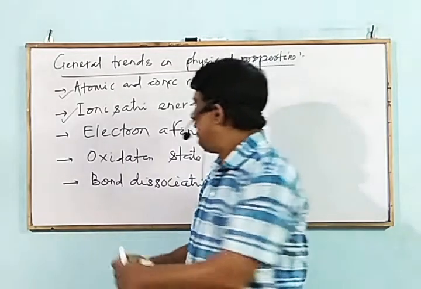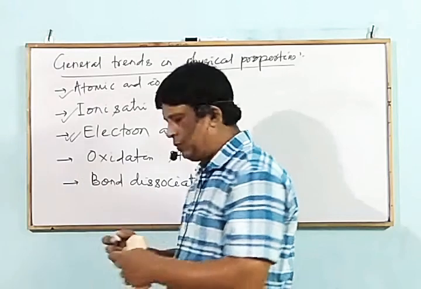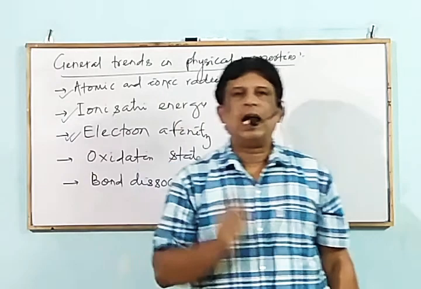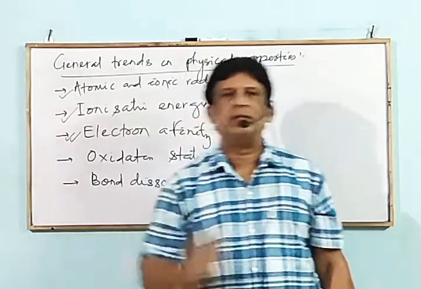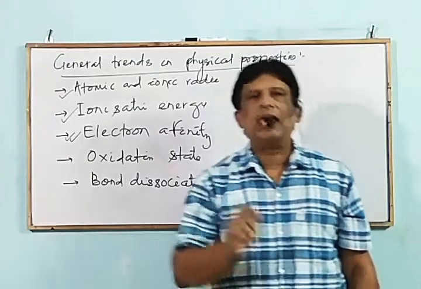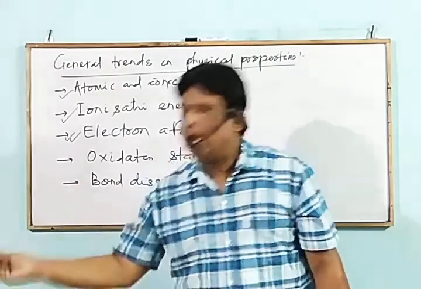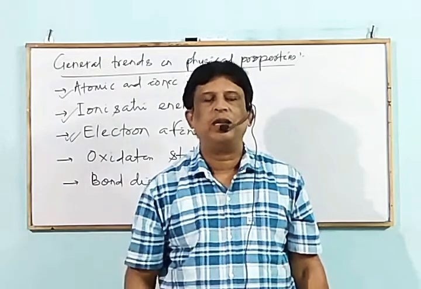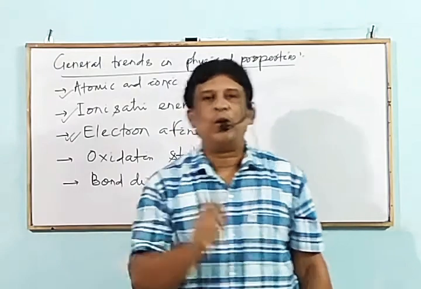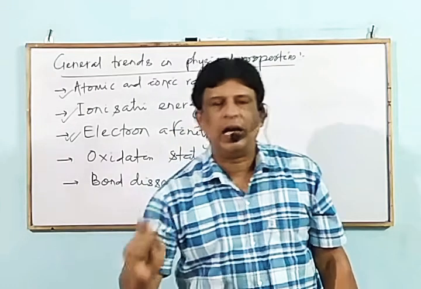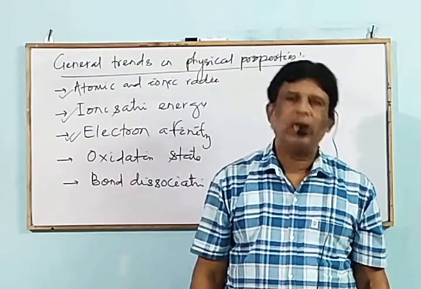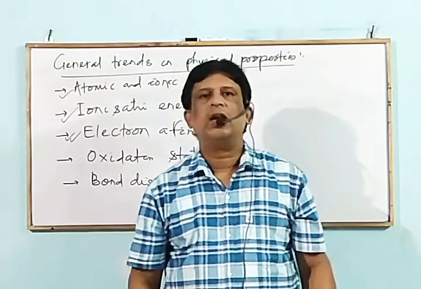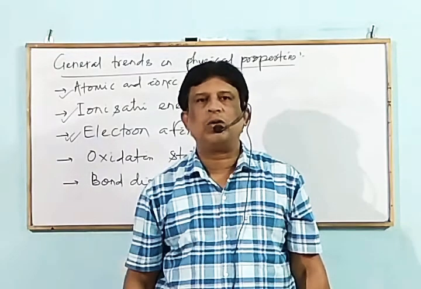Next is electron affinity. What do you mean by electron affinity? It is defined as the amount of energy released when an extra electron is added to a neutral gaseous atom in order to form a monovalent negative ion or anion. In other words, electron affinity is defined as the tendency of an atom to attract the electron from another atom.